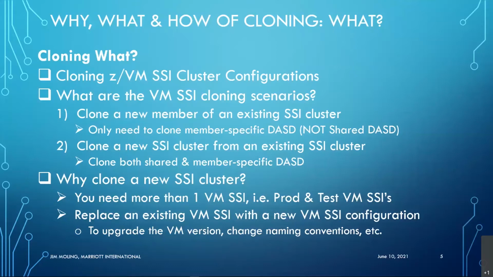So maybe you need more than one SSI, one for production, one for test. We have one for production and one for development. And also, it's a great way to upgrade an SSI cluster based on the VM version it's running at, and I did that. We had an older SSI cluster, and via cloning, I created a new version of that cluster, bringing it up to the level that we're getting stabilized at here, which is 7.1, so that we can then move on up to 7.2.